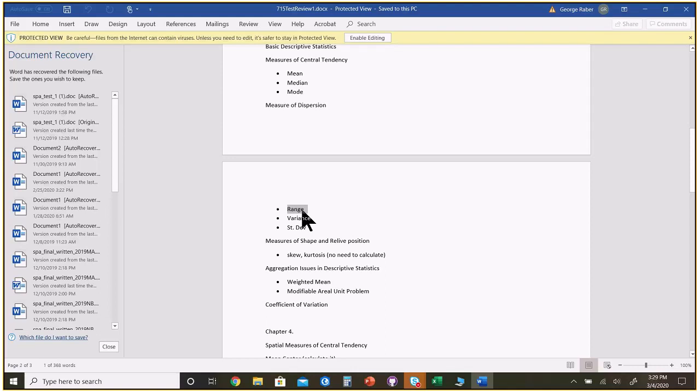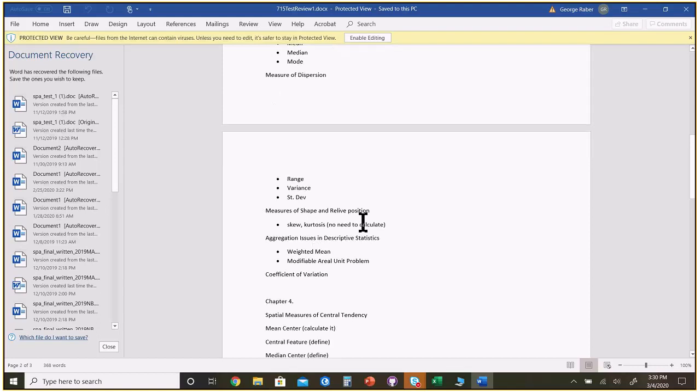The range is the high minus the low. But I want you to understand these concepts. They're not hard concepts to calculate. Now, you do need to know that skew and kurtosis are measures of shape and relative position, but you do not need to calculate those. In those cases, I will give you two different distributions, and you'll need to know which one is more skewed versus less skewed, or skewed in which direction. So no calculations for that, and I've noted that.